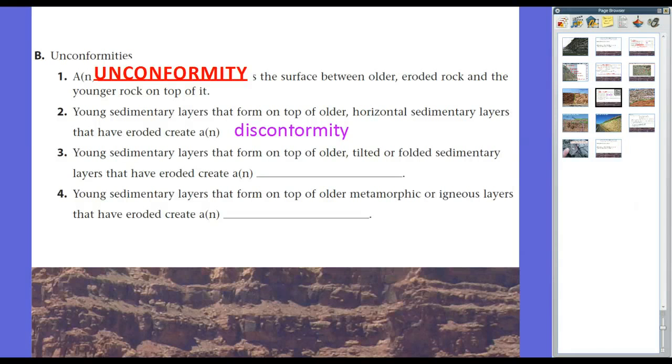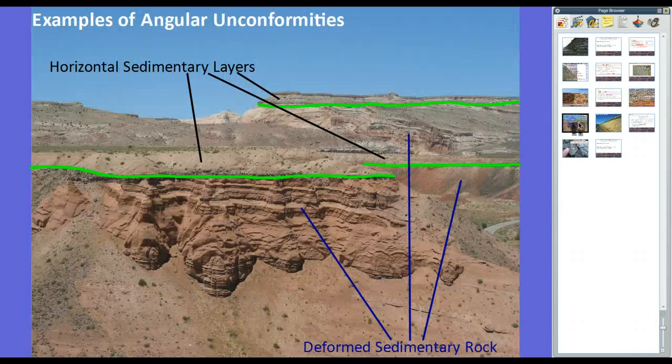Now, when younger sedimentary layers form on top of older tilted or folded sedimentary layers that have eroded, it creates what we call an angular conformity. Okay, these are easy to spot. And in fact, I have this picture out west that shows you a lot of angular unconformities. So what we have is down at the bottom, the lower layers, we have deformed sedimentary rock. As you can see, here's the individual sediment layers, and if you look at it, they've been angled.